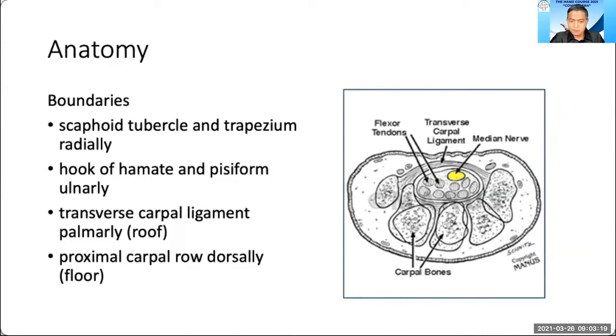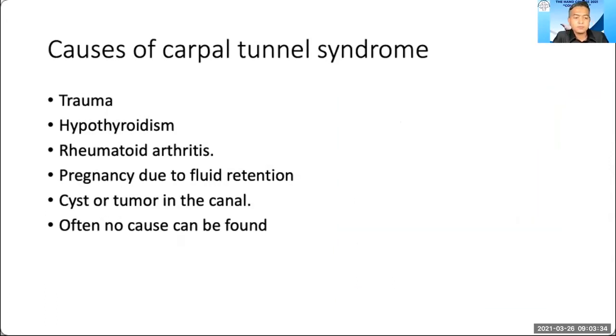The boundaries of the carpal tunnel are made up by the scaphoid tubercle and the trapezium radially, hook of hamate and pisiform ulnarly. The transverse carpal ligament forms the roof, and the proximal carpal row forms the floor.